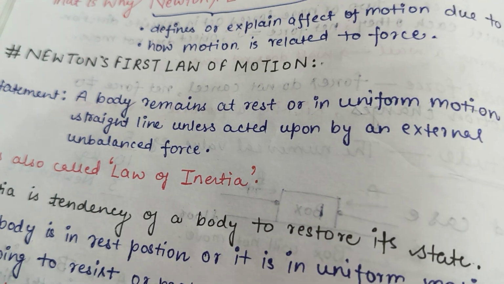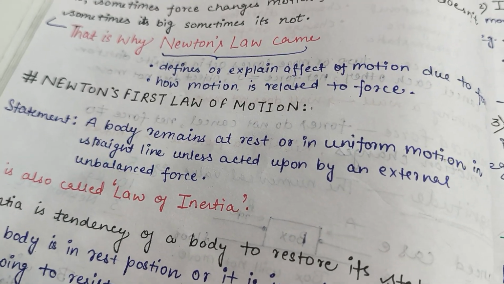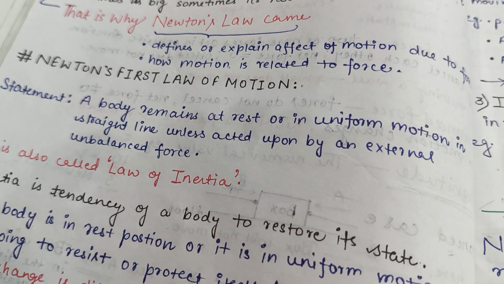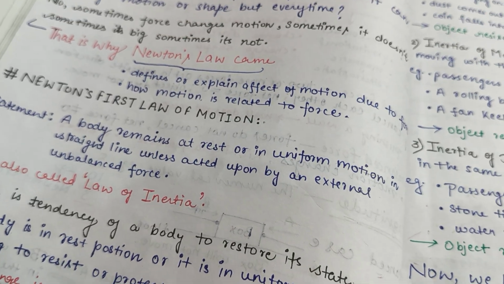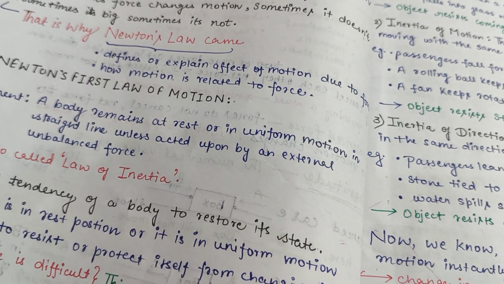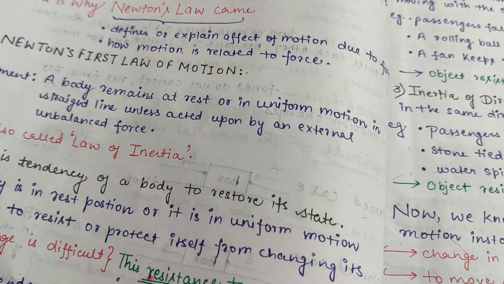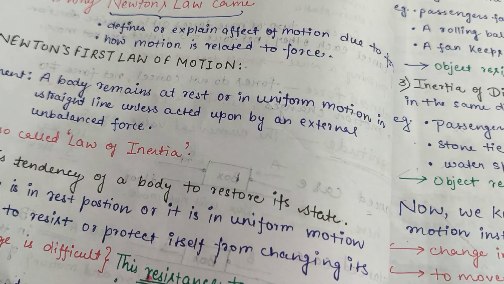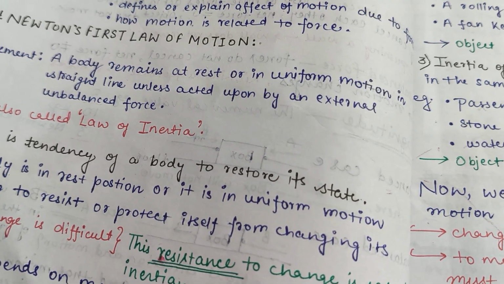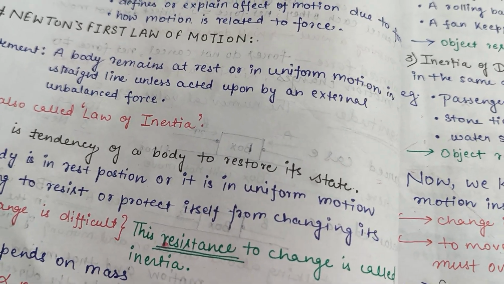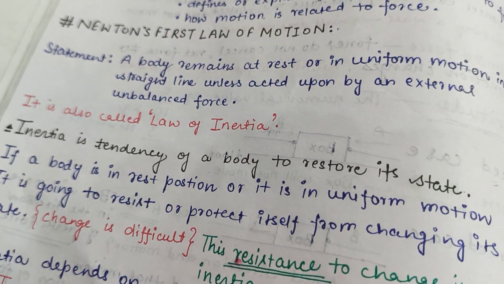In very simple words, I would say the first law of motion can be explained in a very easy way. If a body is at rest, or it is in uniform motion, it is going to continue, it is going to sustain its state of being until it is acted upon by an external unbalanced force.